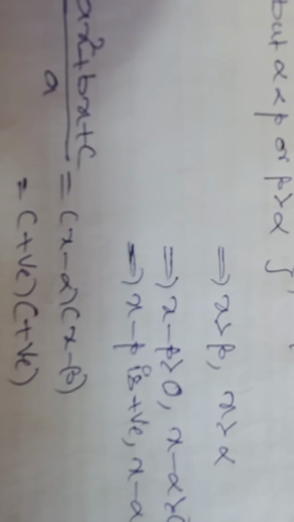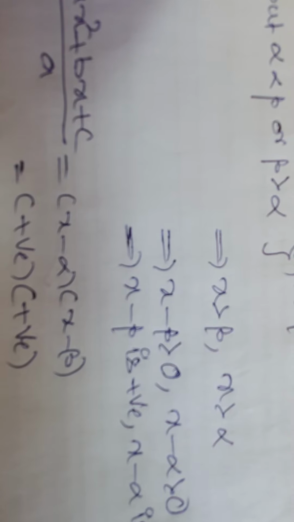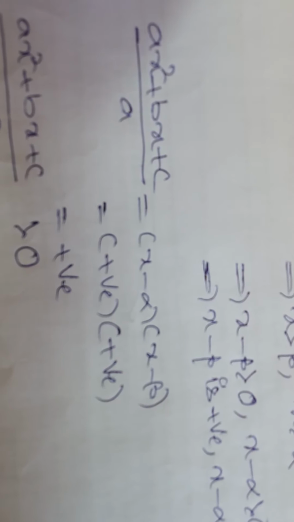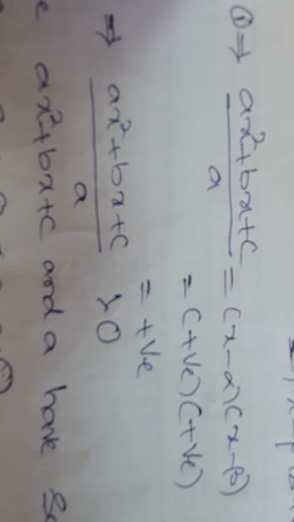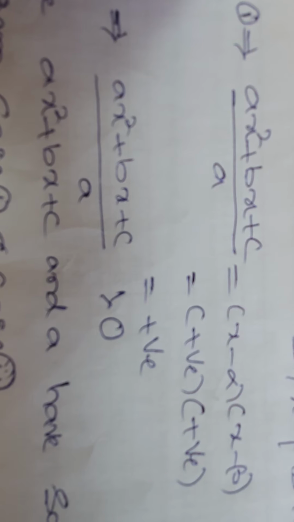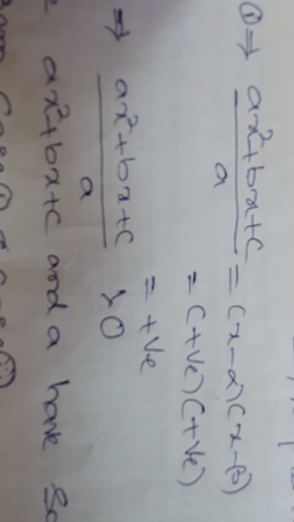Then equation 1: (ax² + bx + c)/a = (x − α)(x − β). What we got in our step, x − α is positive, x − β is positive. We know that positive into positive is positive, and the symbol for positive is greater than 0. Numerator by denominator greater than 0 means numerator and denominator have the same sign. According to that, numerator ax² + bx + c and denominator a have the same sign.